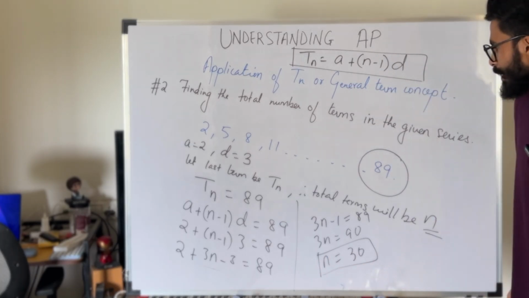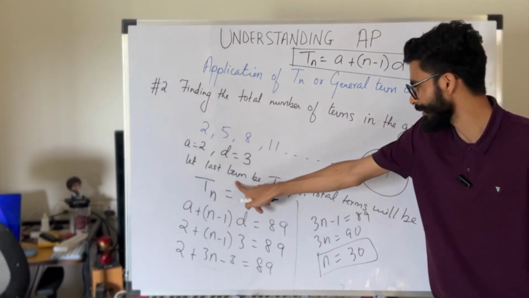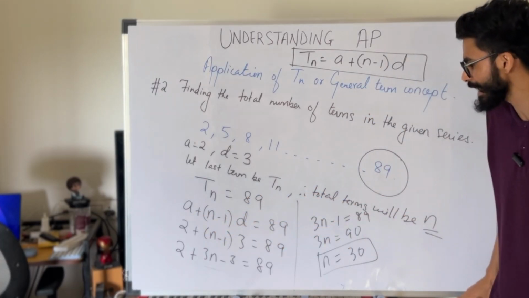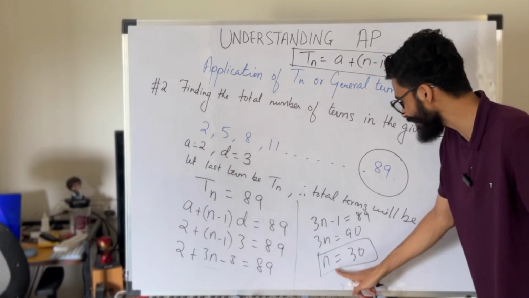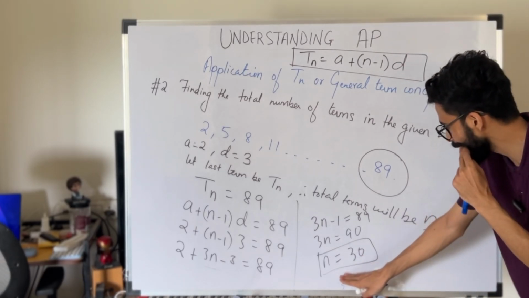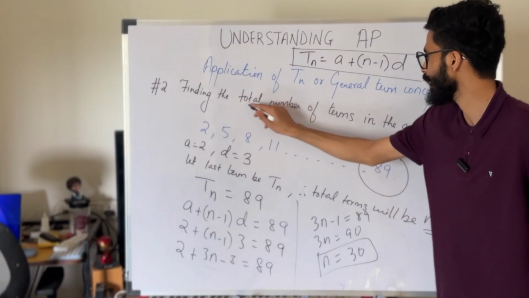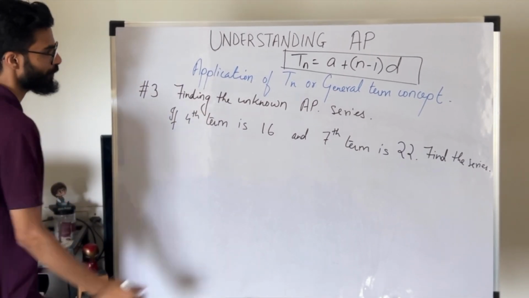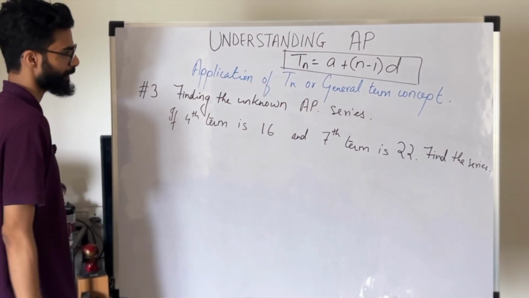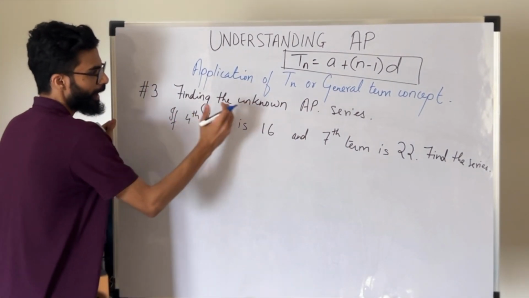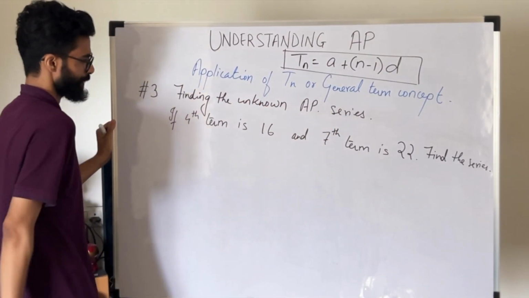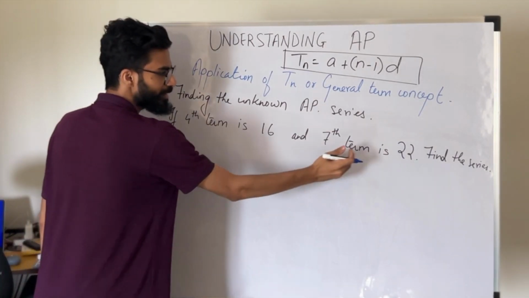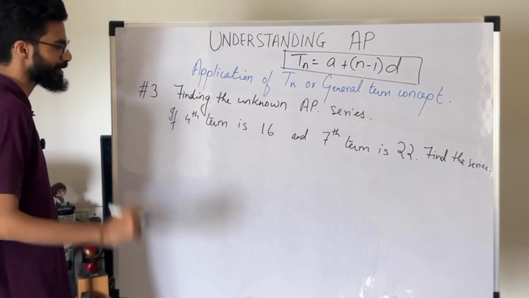तो देखो, I assumed the last term to be Tn, applied my Tn का formula A plus n minus 1 into D. N की जो भी value आएगी, that will be my total number of terms. Now the third application of Tn or general term concept is finding the unknown AP series. Suppose they have given me if fourth term is 16 and seventh term is 22, find the series.